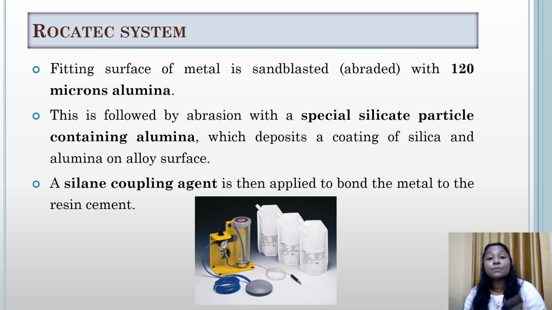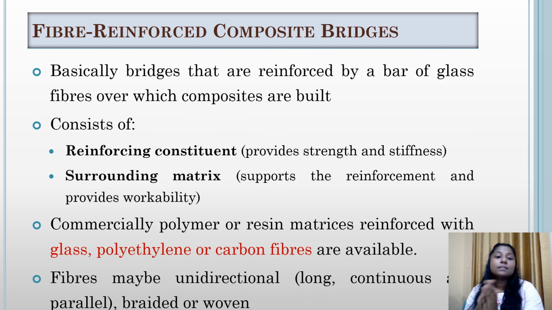So these are different types of chemical adhesion. And finally, the most commonly used type of chemical retention type of resin bonded bridges are famously called FRC posts or FRC bridges. That is, fiber reinforced composite bridges. They are bridges that are reinforced by a bar of glass fibers over the composites on which they are built, and they consist of a reinforcing constituent and a surrounding matrix.